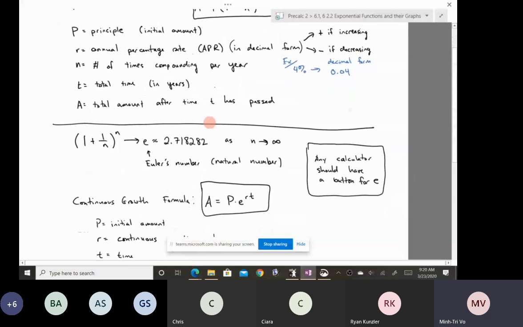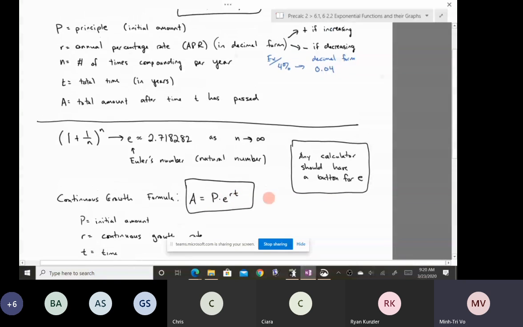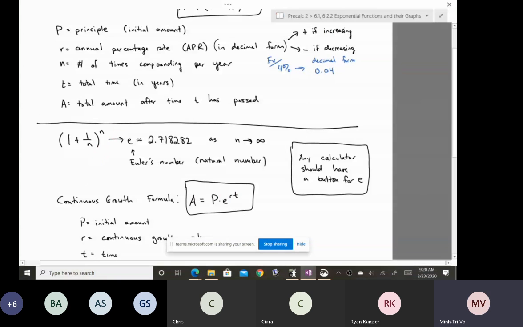And the other formula is called the continuous growth formula, where you're in a situation where you're not compounding at specific times, but it's always compounding. So that's basically this formula here. It comes from what happens when you take the other formula and let the number of times go to infinity. That approaches what's called the natural number, or Euler's number. Even though we use the letter E, it's not actually a variable. It's a specific number, kind of like how pi is a specific number. Pi is about 3.14, while E is about 2.718. It's an irrational number, so it has an infinite expansion.